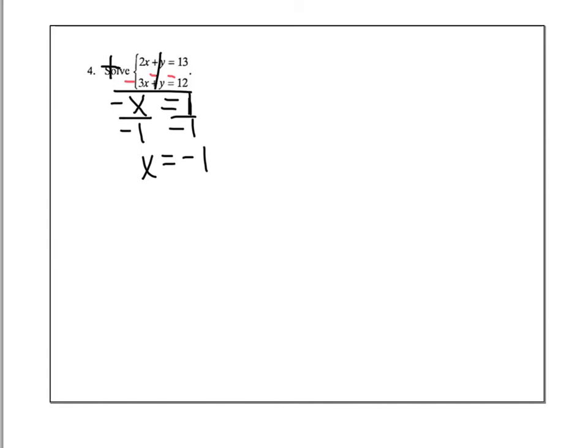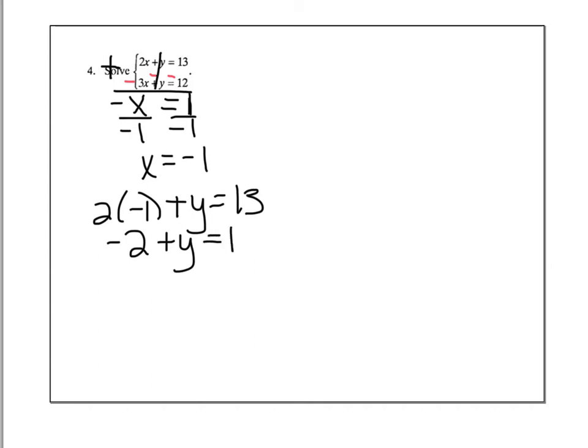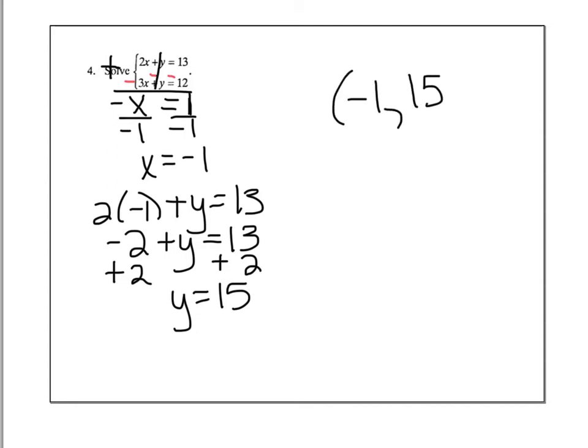That's half of our answer. So I need to plug it back in, doesn't matter where. I'm going to choose the top again. So 2 times negative 1 plus y equals 13. So I now have negative 2 plus y is 13. Add 2. Y equals 15. So my answer is negative 1, 15.